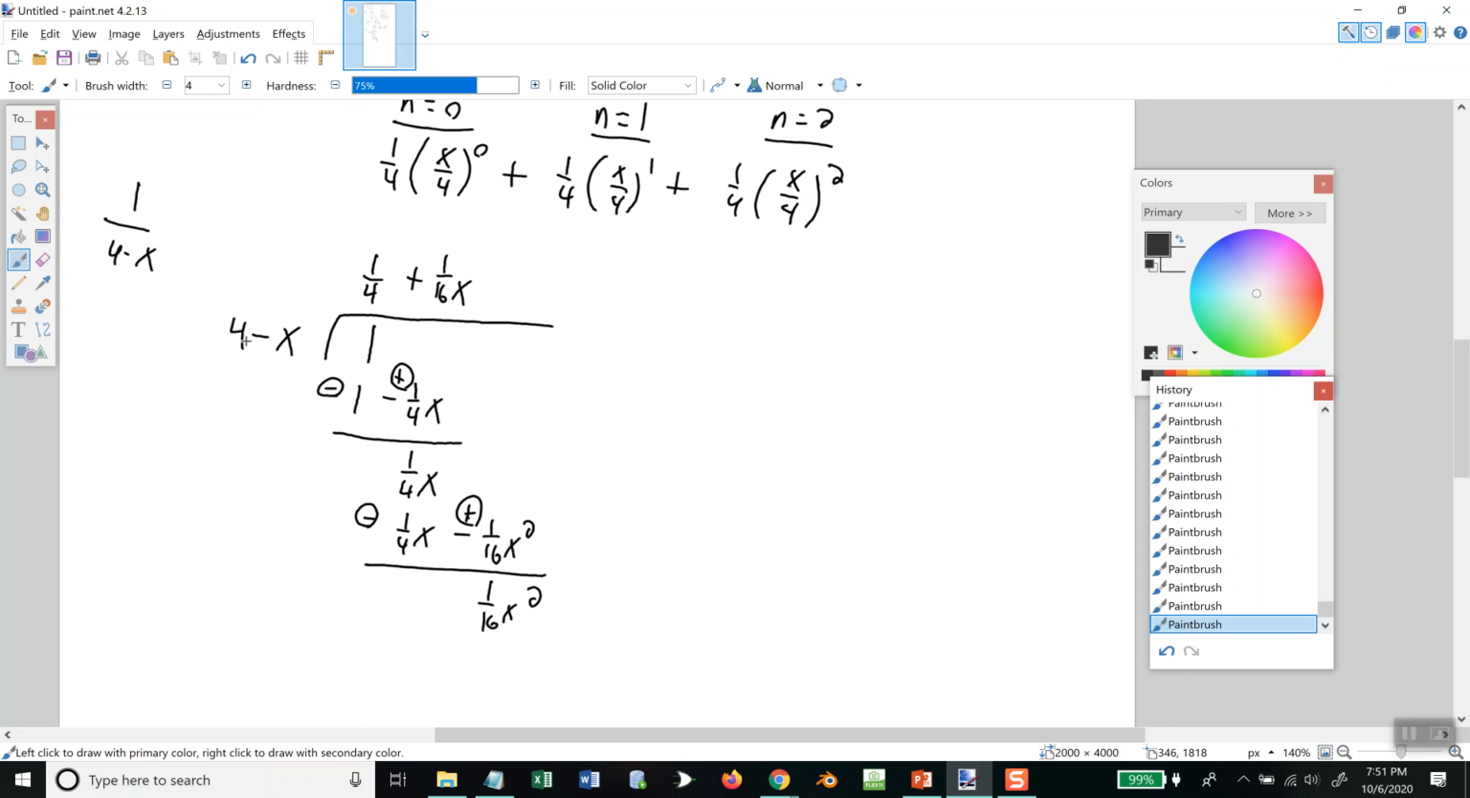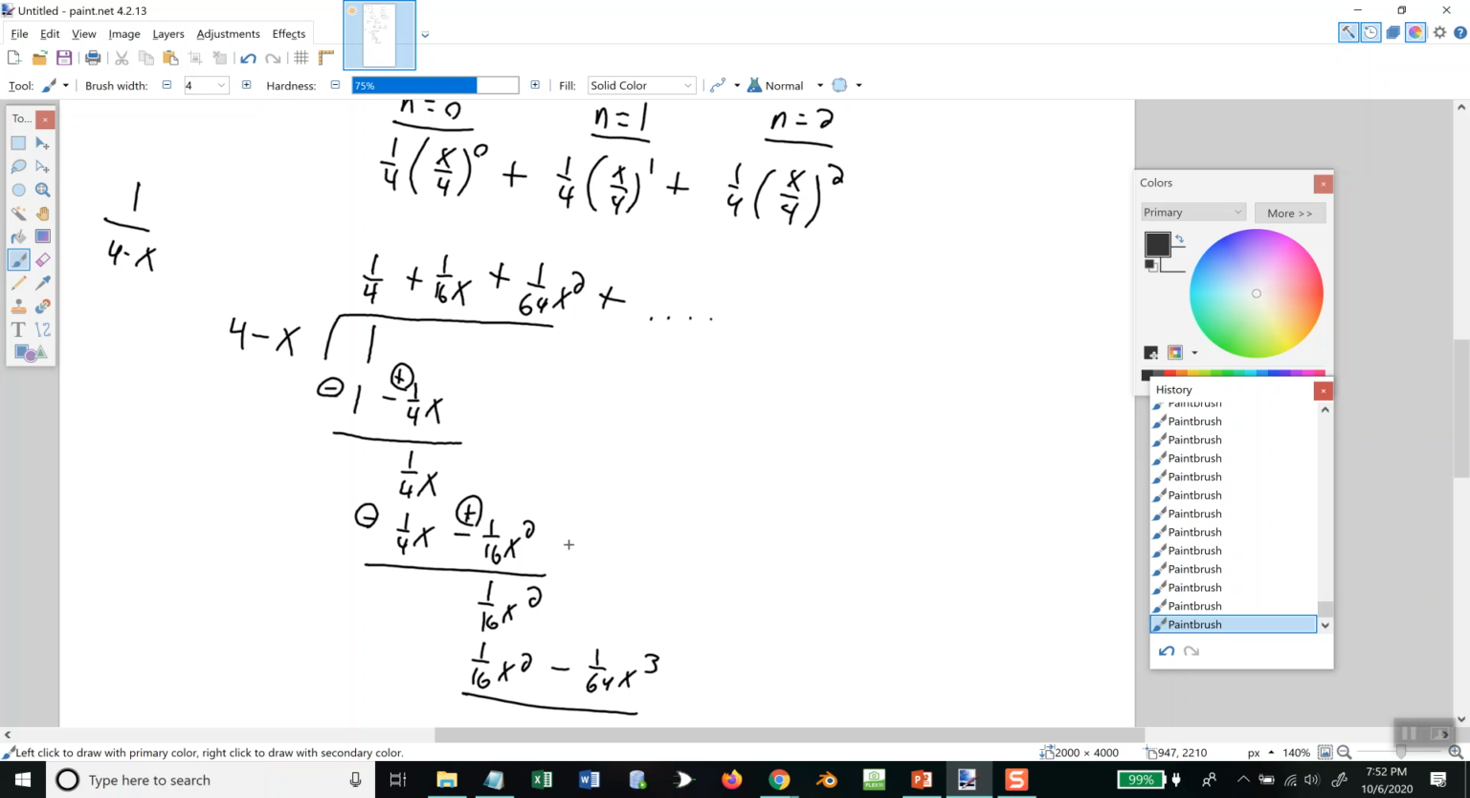Now you're looking at the 4 and you're asking, what do I multiply it by to get this? 1/64 x squared. And 1/64 x squared times 4 gives me 4/64 or 1/16 x squared. 1/64 x squared times negative x is negative 1/64 x to the third. And then you continue on to infinity.